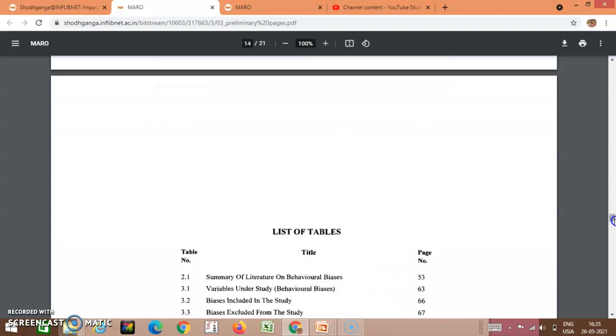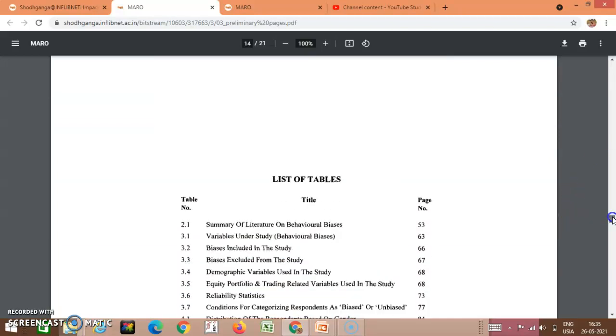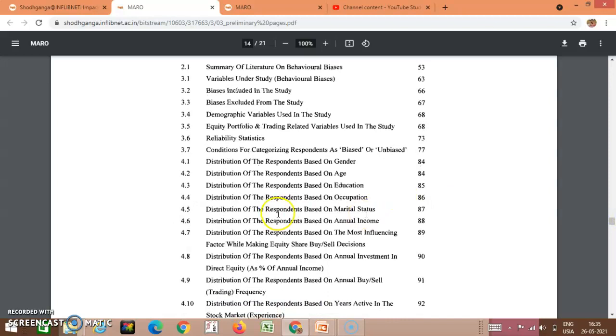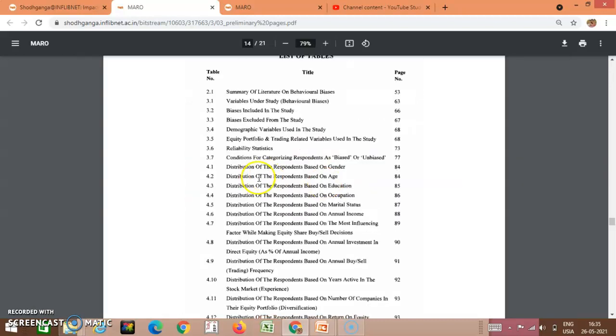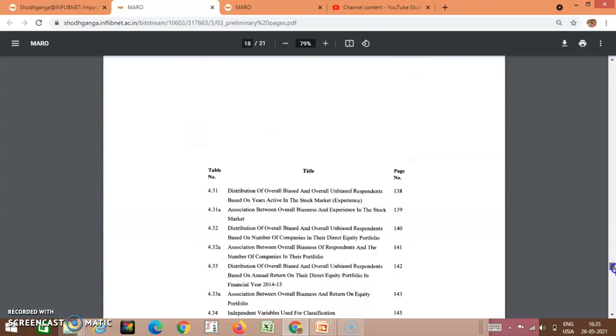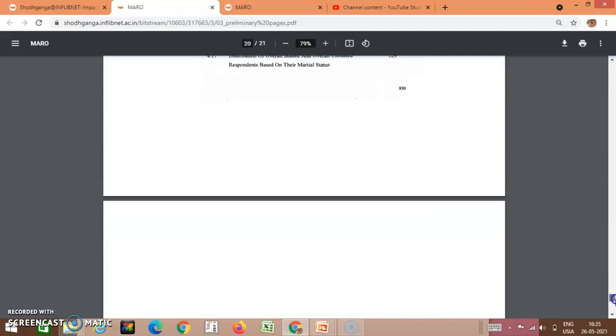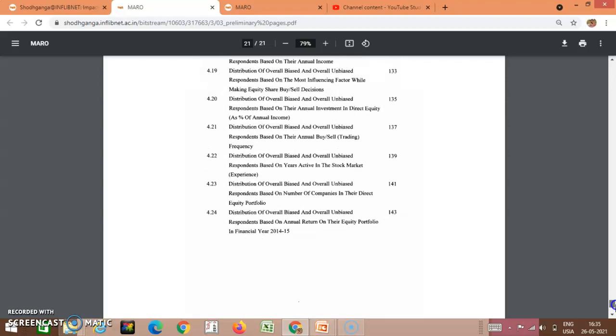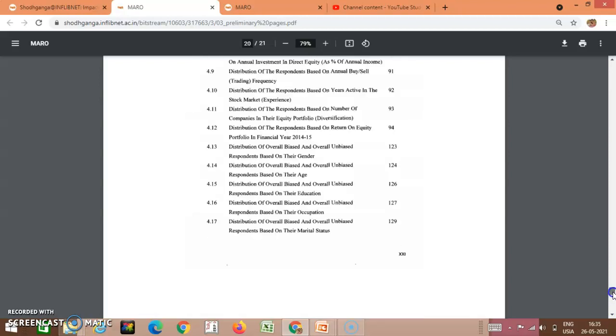Then the list of tables. If you go through the thesis, you will see many tables and figures which are mentioned in this particular section. So distribution of respondents based on education is shown in table 4.3, and so on. You can refer to it. This is the list of tables and these are the list of figures. That's all.